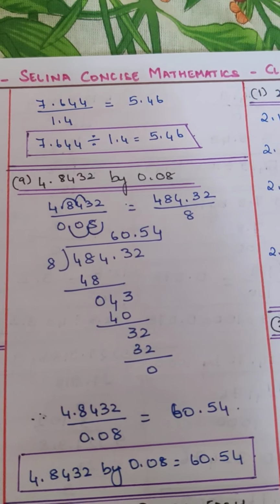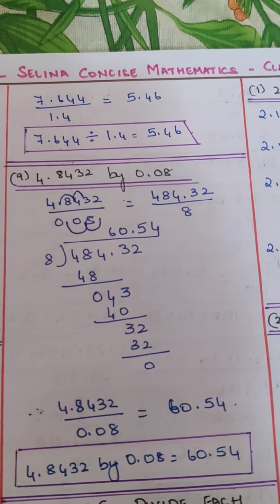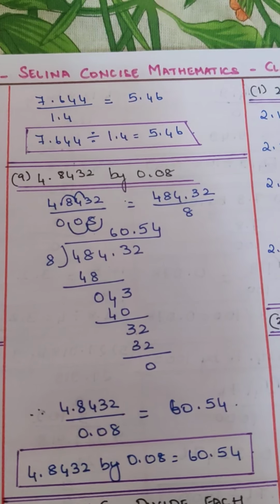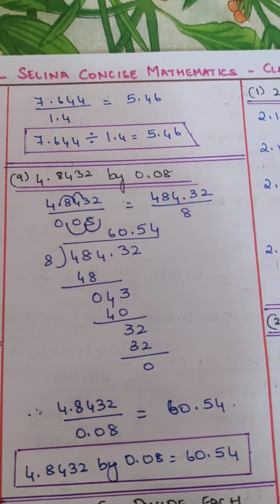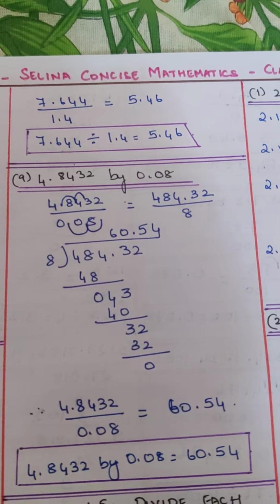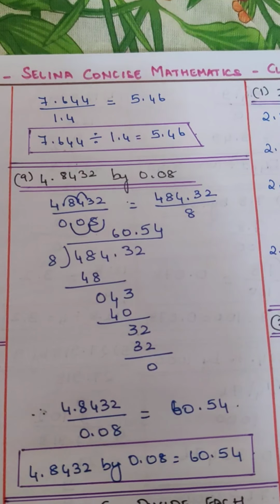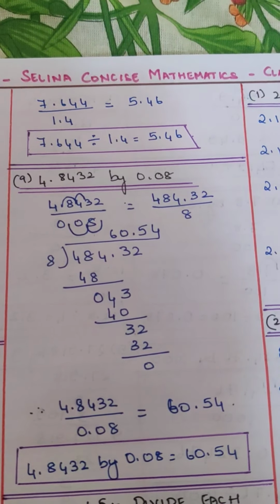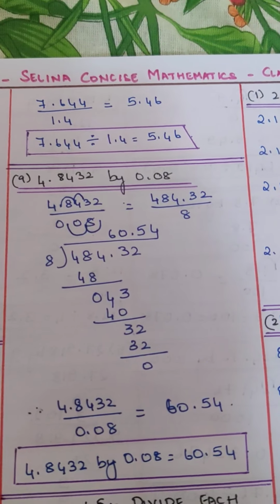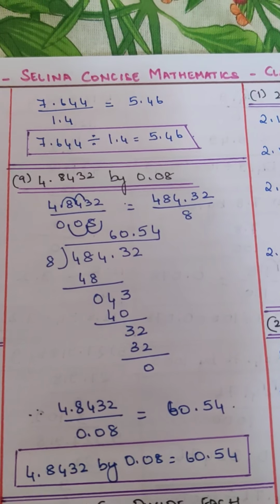Hope this is clear. So when you divide 484.32 by 8, 8 6s are 48. So 4 will not be divided, so you put a 0. It becomes 60. Then take a point, there is a point. So you keep a point, 60 point, and then you get the 3 down here for dividing.